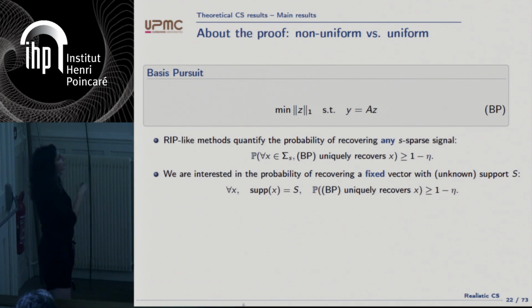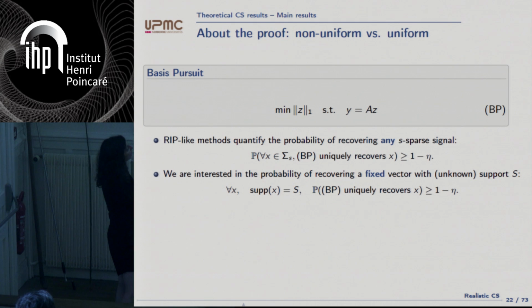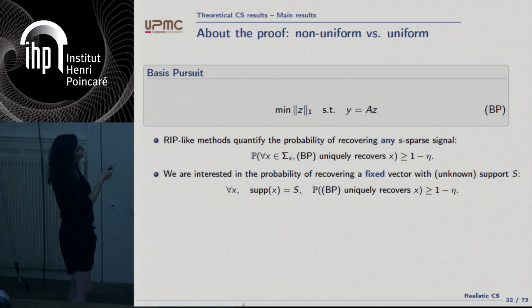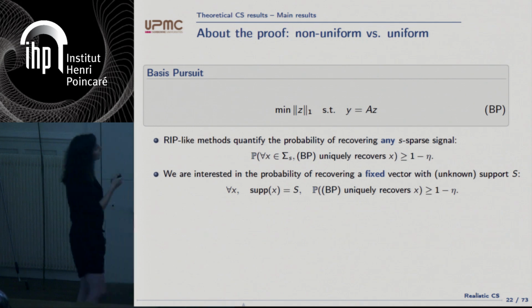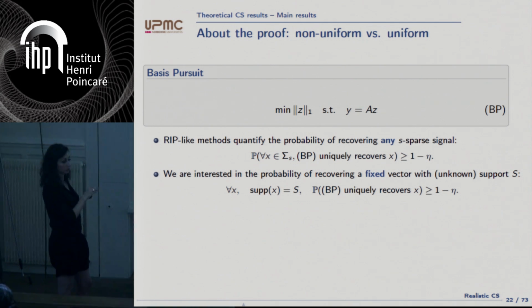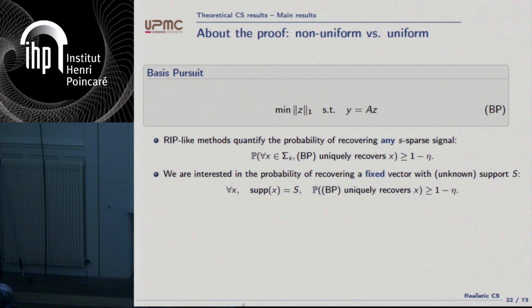In RIP-like methods, you're asking that the probability to reconstruct any sparse vector using basis pursuit is bounded below by 1 minus eta, where eta is small. And when you do non-uniform recovery, you're not asking this. You're asking that for any fixed X, with support S that you don't know, of course, but which is fixed, you bound below the probability that basis pursuit will uniquely recover your signal. So this is the difference between the uniform strategy and the non-uniform strategy in compressed sensing.